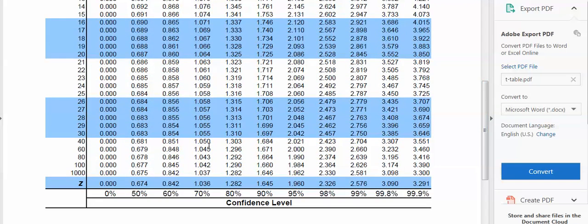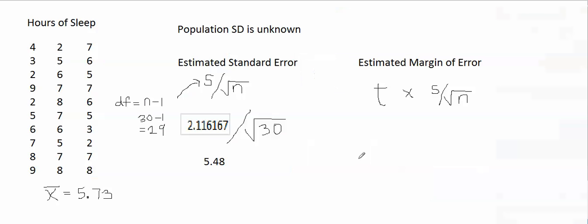And we'll go to 95% because we're calculating the 95% margin of error. The number that we need is 2.045 because that's where the row and column meet up with each other. That's our confidence coefficient. So t is 2.045. And we're going to multiply that by our estimated standard error, which was this entire thing right here.